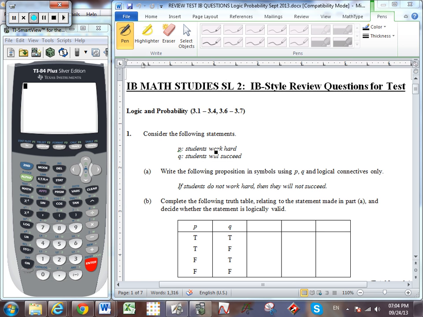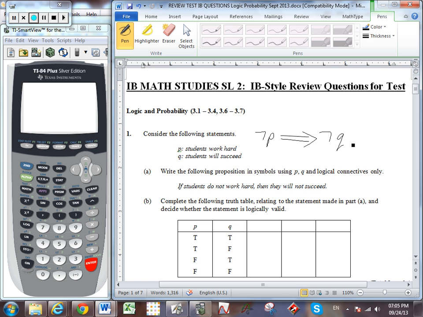Alright guys, let's look at some review questions for the test on logic and probability. So number one, we've got these two statements: students work hard, students will succeed. We need to write the following proposition in symbols. If students do not work hard, as soon as I see the if, I know that I'm dealing with one of these arrows situations. And then the if is the part that comes before the arrow. Students do not work hard, that's not P. Then they will not succeed, that is not Q.